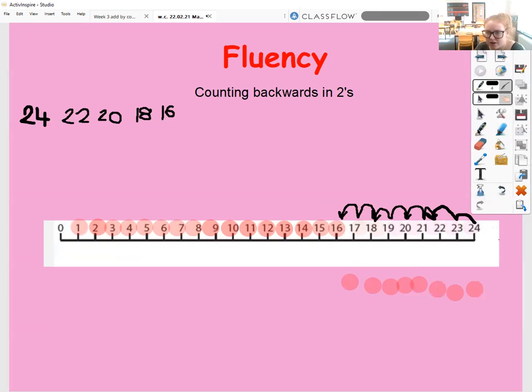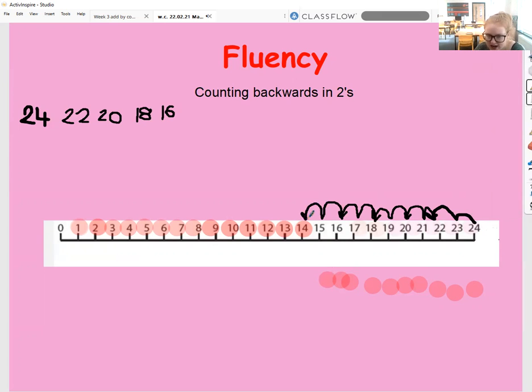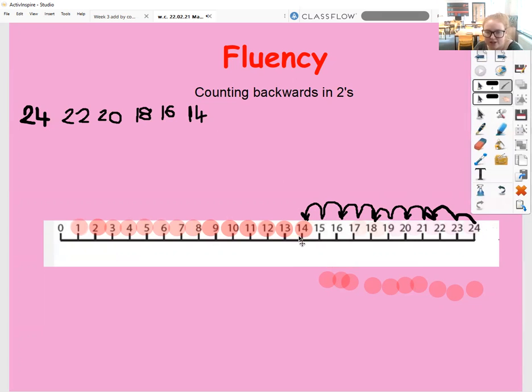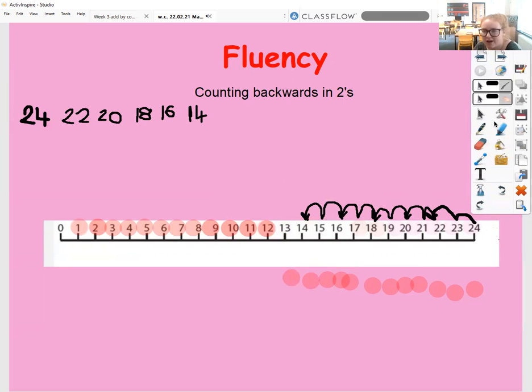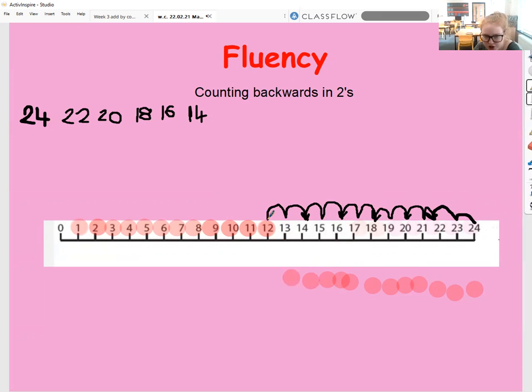Fantastic. Okay. Now we're going to take away 2 more counters because we're counting backwards in twos. We're going to draw that on my number line. 2 spaces. 1, 2. How many counters have I got left? I've got 14 counters left. Fantastic. Okay. Take away 2 more counters. 1, 2. Count back 2 spaces. 1, 2. What is my remaining part? My remaining part is 12.